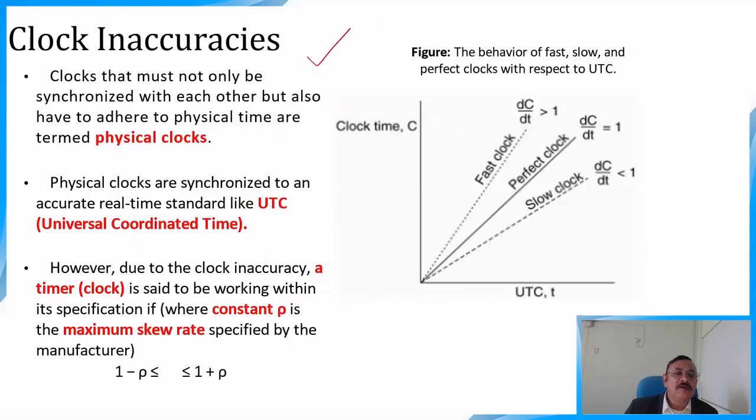Now coming to clock inaccuracies. Clocks that must not only be synchronized with each other, but also have to adhere to real time, are termed physical clocks. The physical clocks are synchronized to accurate real-time standards. However, due to clock inaccuracy, a clock is said to be working within specification where the constant rho is the maximum skew rate specified by the manufacturer, which is shown over here.